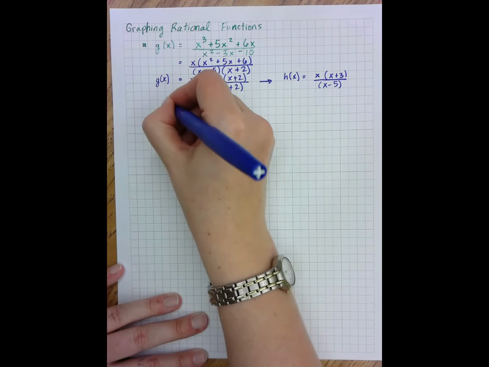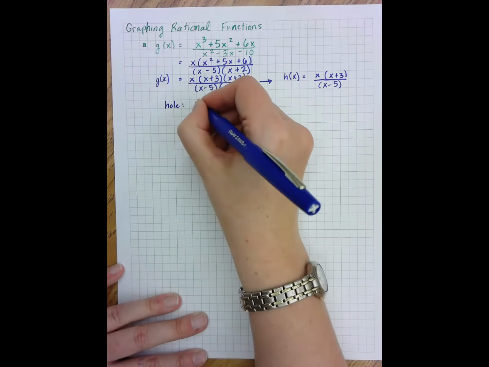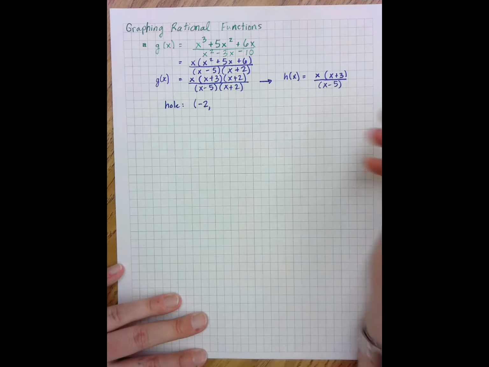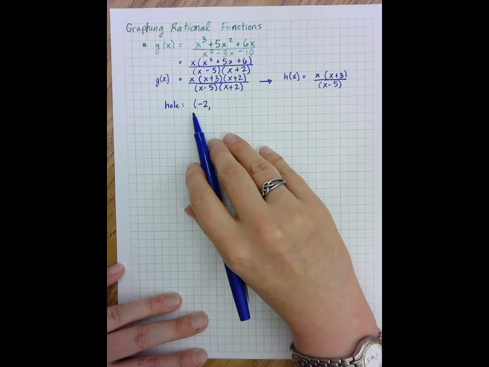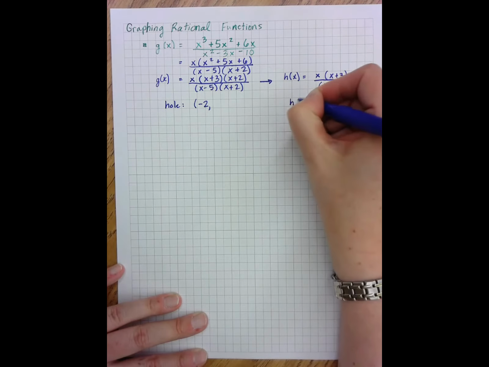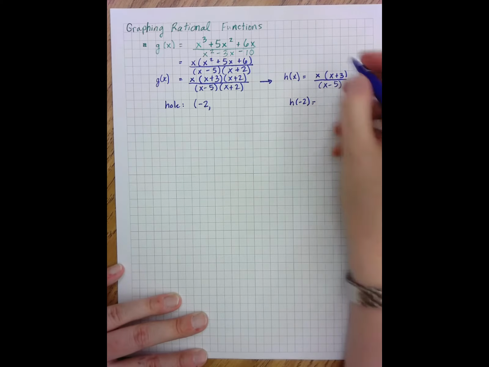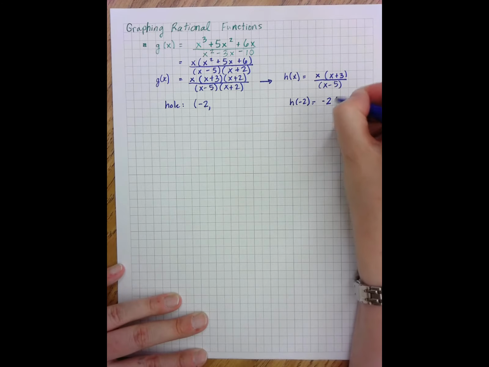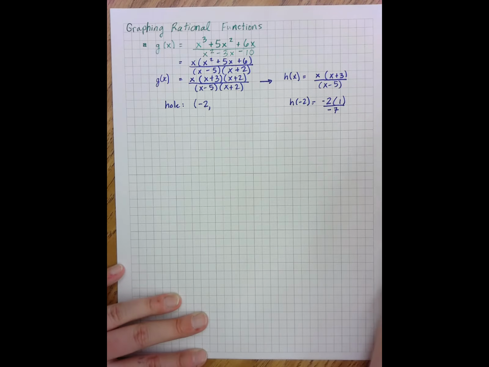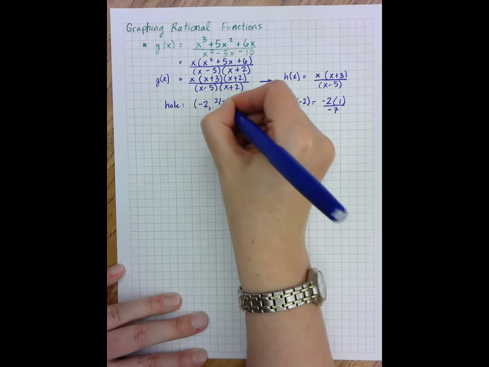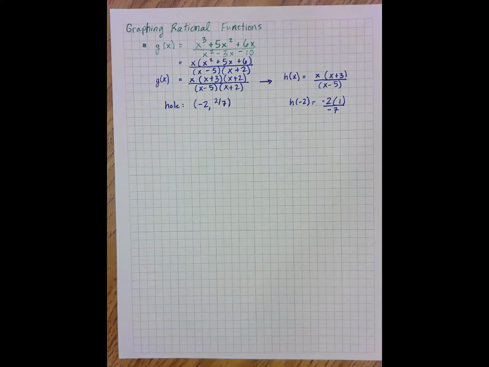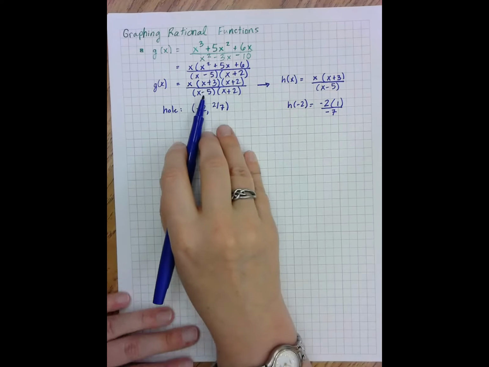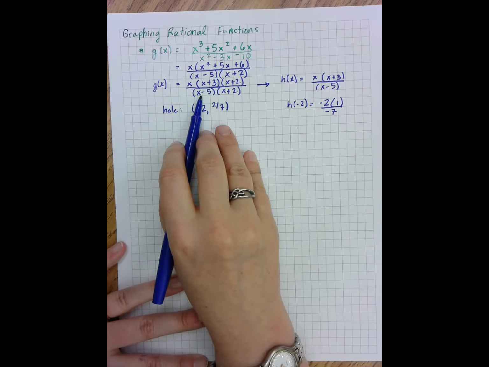So the first thing I'm going to do is say I have a hole at -2 comma, and I can actually find that point for that hole by plugging in -2 for x into my h function. So -2 times 1 all over -7, which gives me 2/7. So when I'm graphing this function, I will have to go back and make sure that I have a hole at -2 comma 2/7.